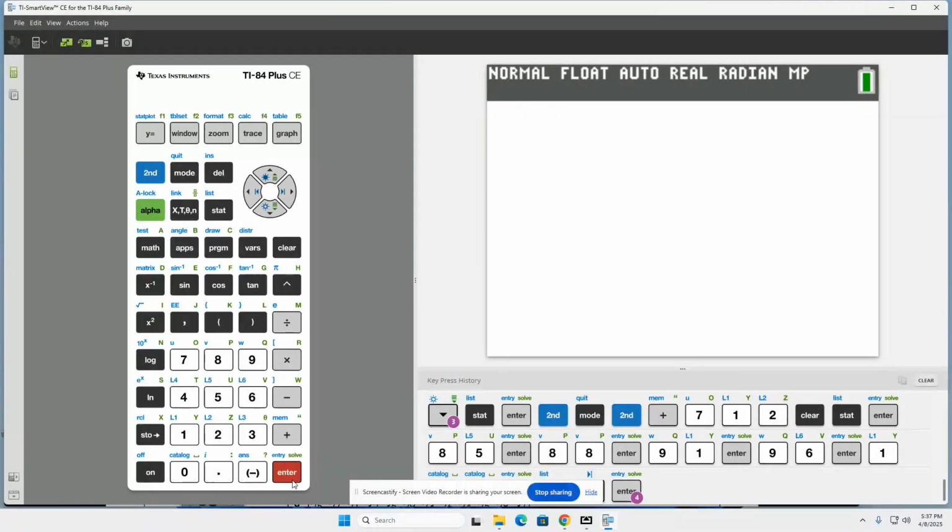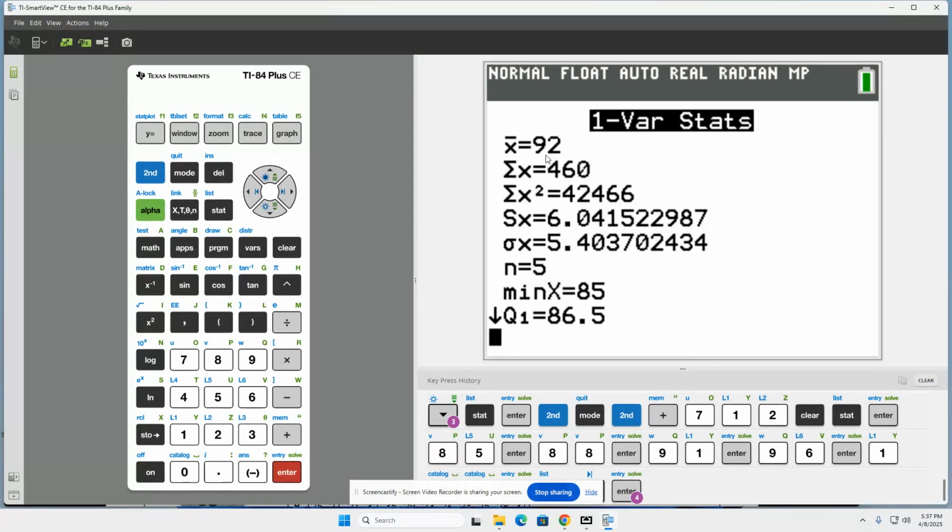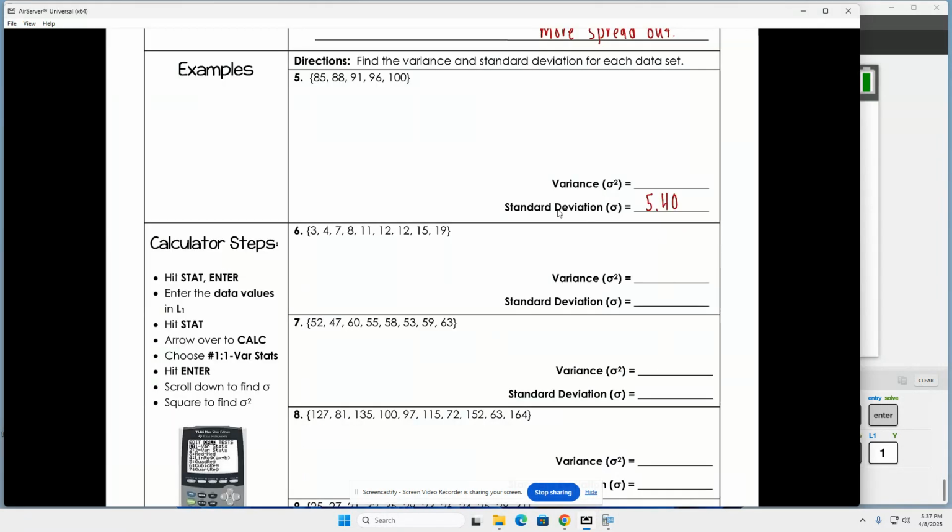So I'm going to hit stat, go over to calculate, and I'm going to run a one var stat. In this case, I'm not worried about the X bar. I'm not worried about the average. I'm worried about standard deviation. There it is. Standard deviation. And usually we round standard deviation to 2 decimals. So my standard deviation is 5.40. So go back with me to my paper. Look, standard deviation is 5.40.